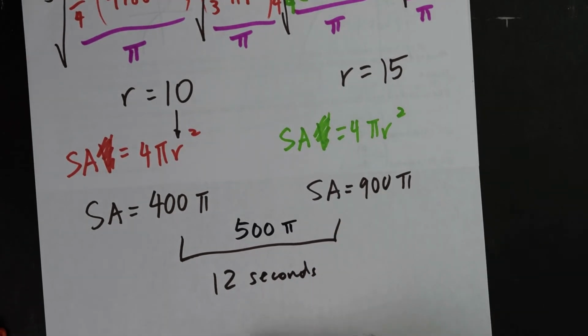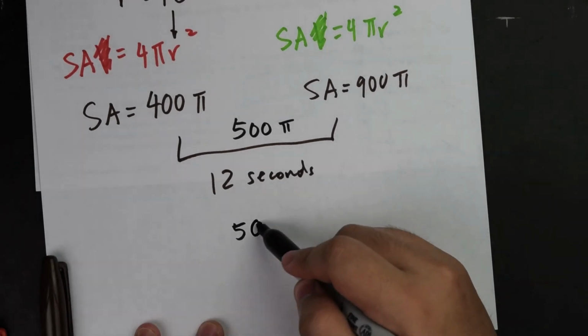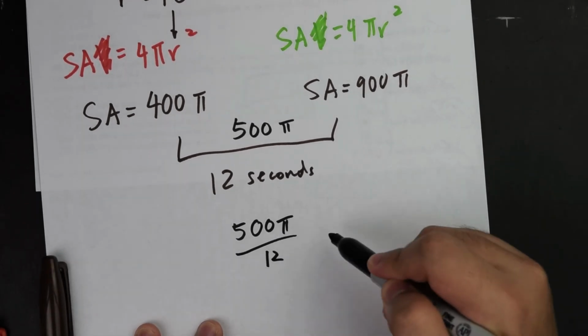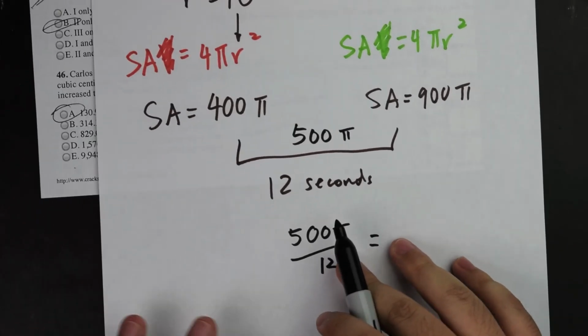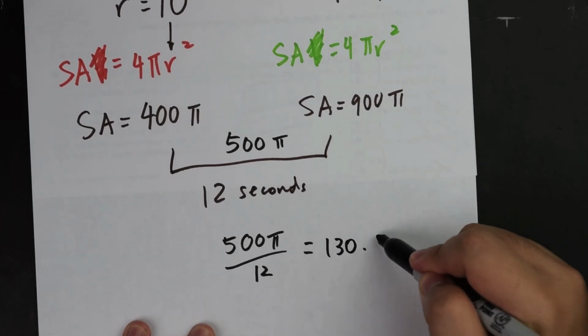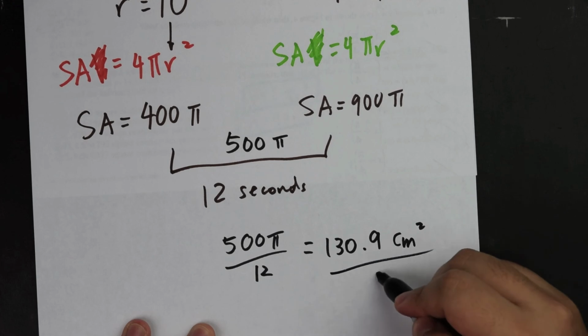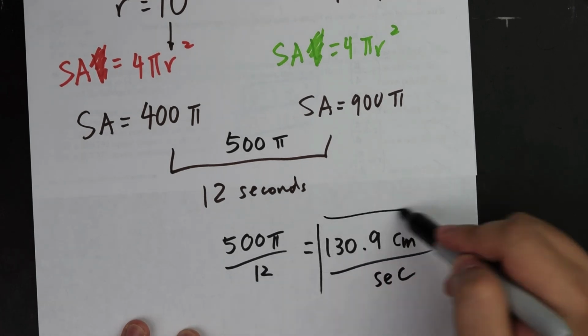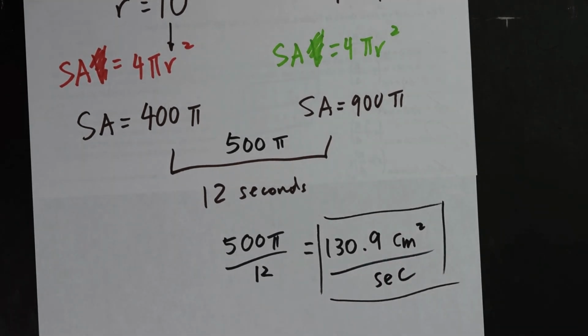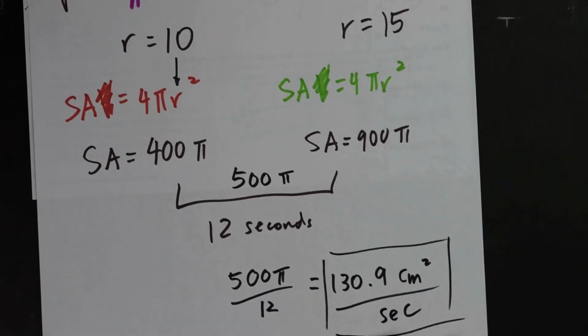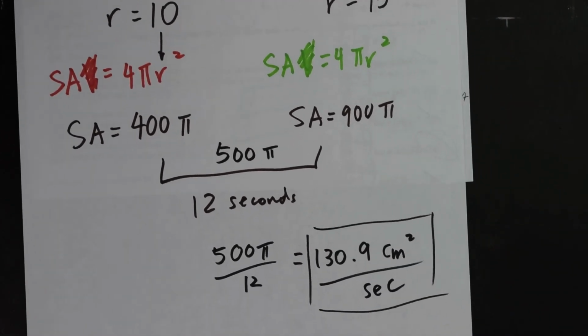And so I simply did 500 pi divided by 12. And that eventually gave me the answer of 130.9, and that will be my answer in centimeters squared per second. And that will be the answer for this question. And that concludes my explanation for number 46 and for today.